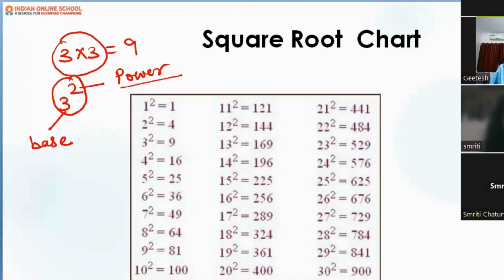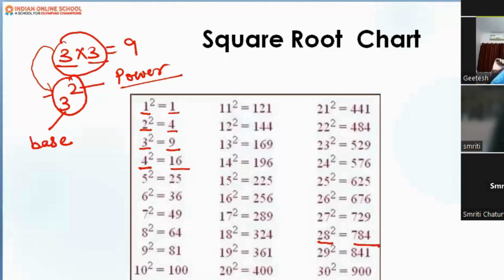From this, we can conclude that if we are multiplying any number two times, or multiplying any number by itself, we are finding the square of that number. Similarly, the square of 1 is 1, the square of 2 is 4, which means 2 times 2. The square of 3 is 9, which means 3 times 3. The square of 4 is 16, which means 4 times 4. Like that, the square of 28 is 784, which is 28 times 28. Got it?